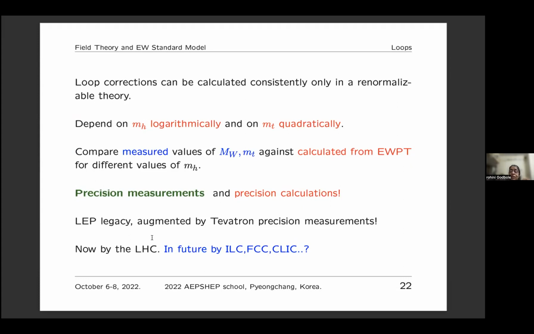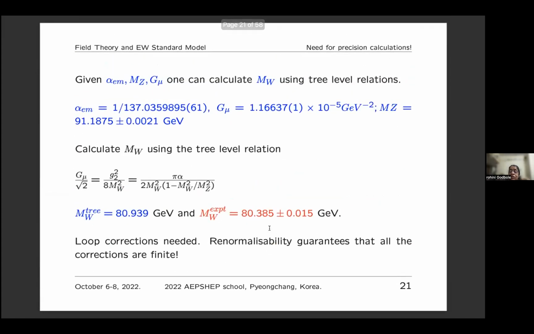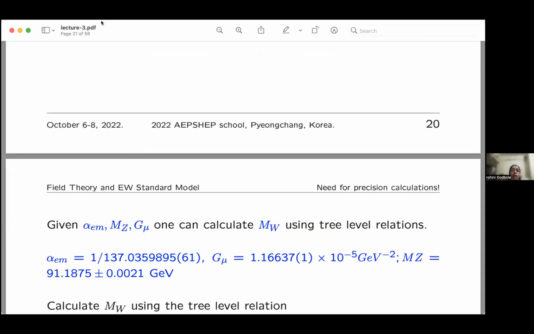Then the LEP legacy was augmented by the Tevatron precision measurement, because this does not include the very highly precise measurement of the MW, which came on the eve, almost on the, sorry, what happened? Somehow, 1 second.